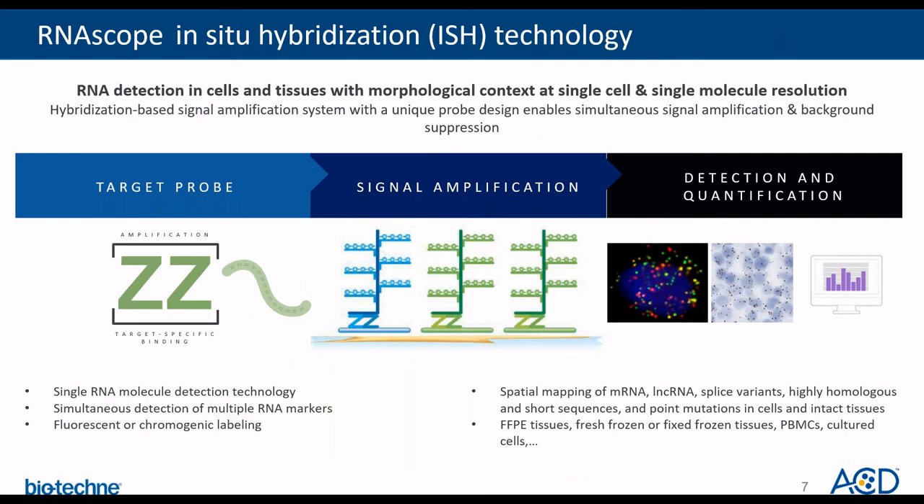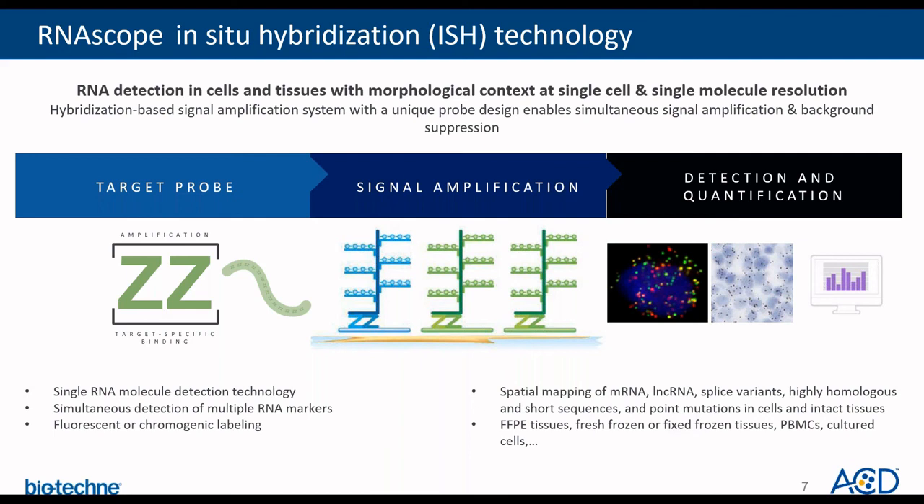The RNAscope technology is an ideal spatial analysis solution to interrogate complex tissues. It is a highly specific and sensitive method to detect RNA biomarkers in cells and tissues with morphological context at the single cell level. It consists of 3 parts: a unique target probe that ACD designs against your sequence of interest, a signal amplification system that generates a high signal to noise ratio, and lastly, visualization of single RNA molecules as dots.